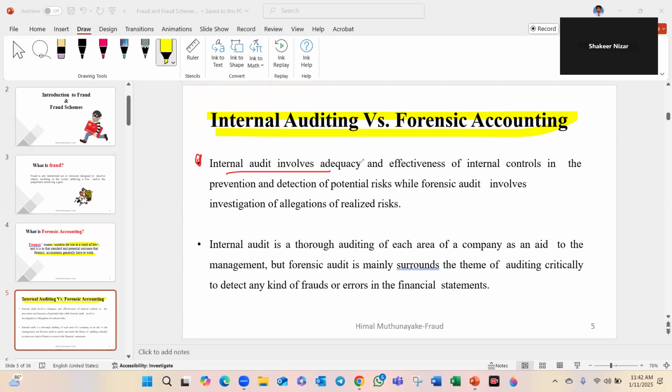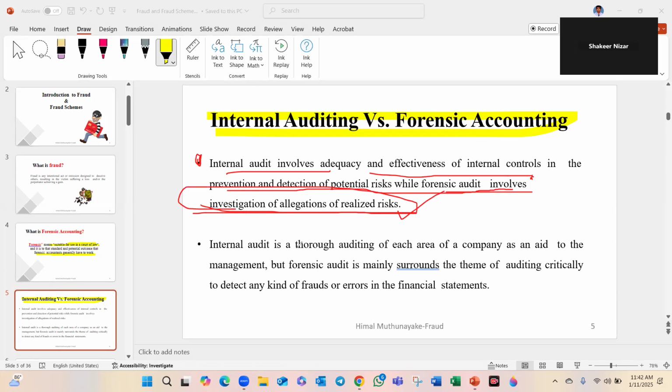Internal auditing involves the adequacy and effectiveness of internal controls in the prevention and detection of potential risks, while forensic audit involves investigation of allegations of realized risk. After the risk has happened, after the threat has been identified, or the theft or fraud has happened, the forensic accountant's role emerges. Realized means it has already occurred.